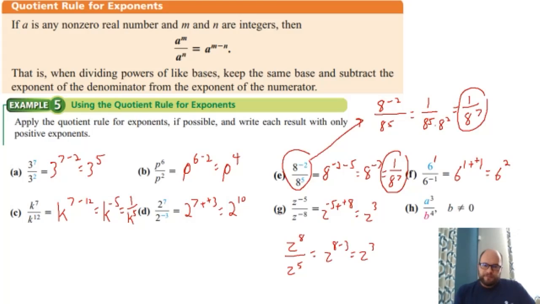All right, on H, we have a to the third over b to the fourth, as long as b is not 0. Now, I can't actually simplify that at all because these two don't have the same bases. Everything that we've talked about with these rules is when we had values with the same base. On number H, they don't have the same base. So since they don't have the same base, we can't do anything else with them.